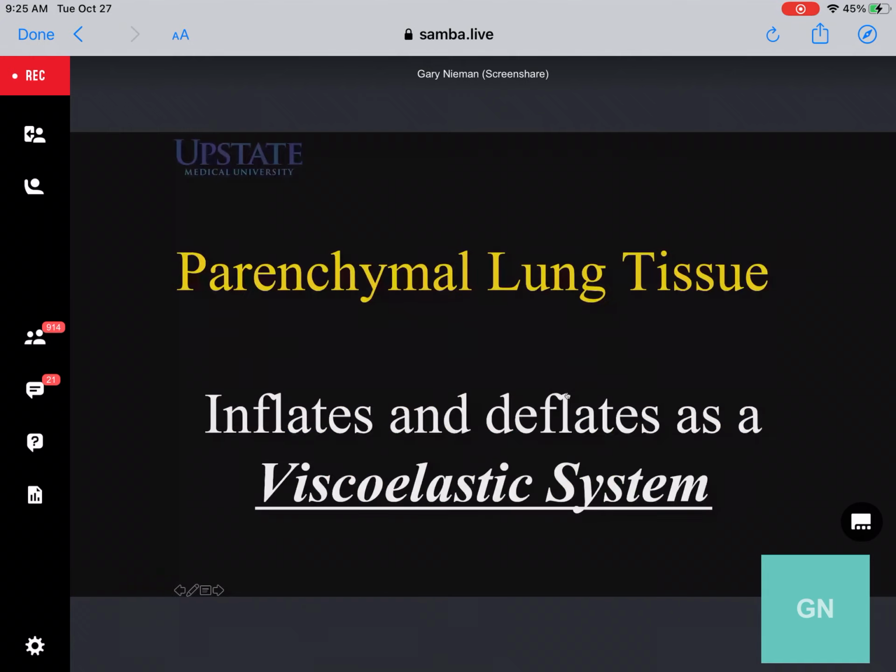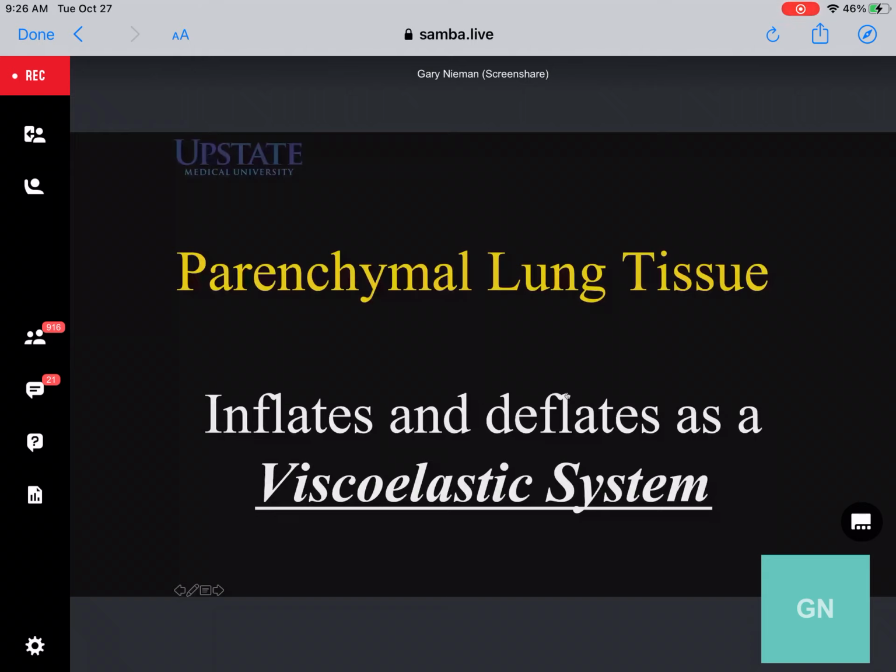So why does time play such an important role in parenchymal tissue mechanics? That's because the lung tissue inflates and deflates as a viscoelastic system. And this is very important. I'm going to go into some great detail to describe this viscoelasticity. The problem is many believe that the lung is like a balloon. You put X amount of pressure in and you immediately get X amount of change in volume. You take X amount of pressure or volume out and you immediately get that same volume change.